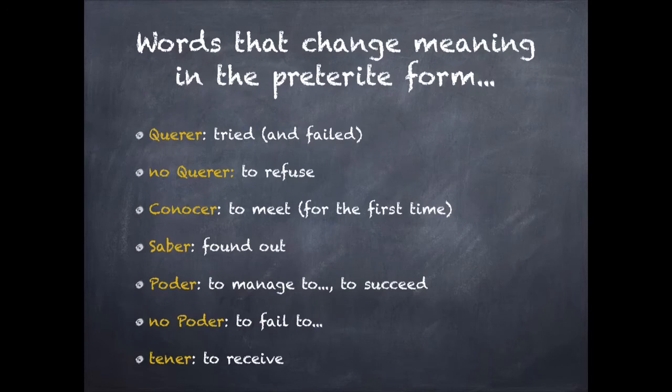When you use the preterite tense, certain vocabulary words or verbs will change their meaning as opposed to the imperfect. For example, querer is a good one. When you use it in a sentence in the preterite tense, it means like I tried and you ended up failing.